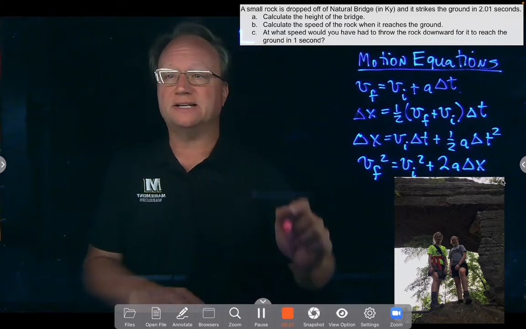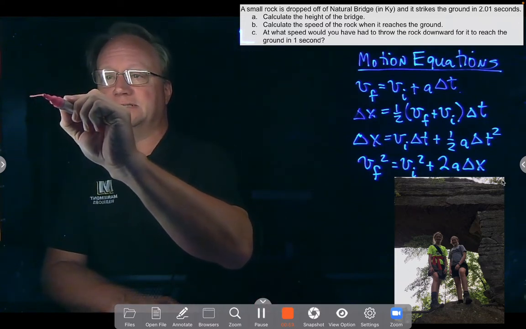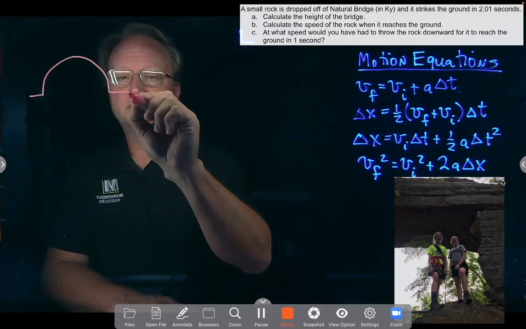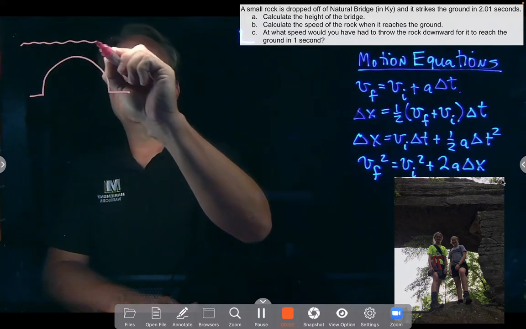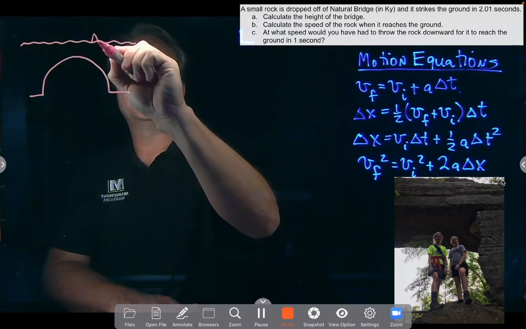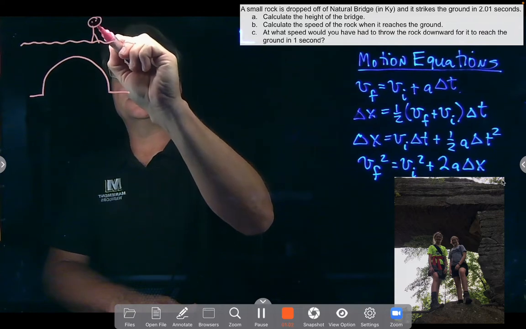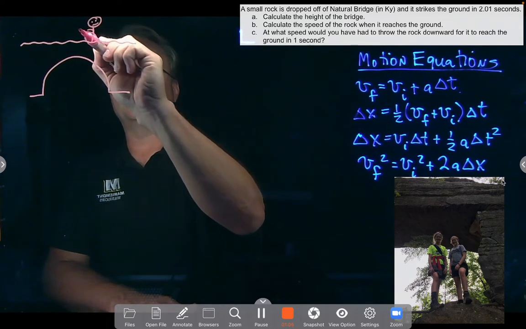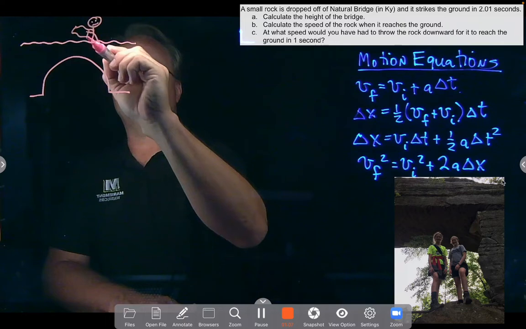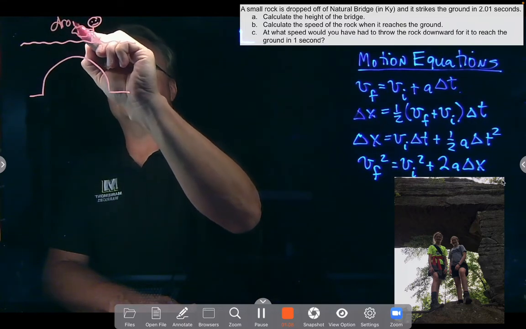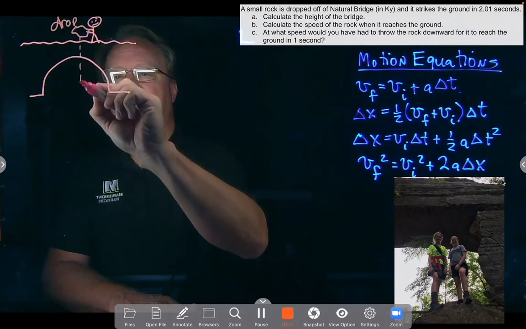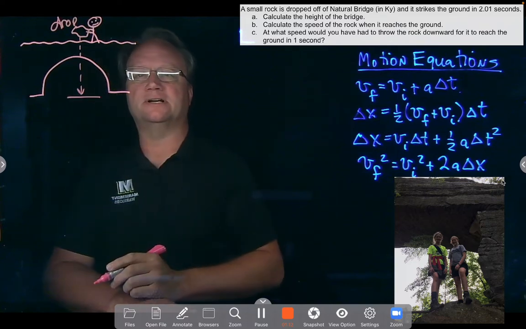So then, drawing out a diagram first of all. Use your imagination. There's Natural Bridge. There you are standing on top of Natural Bridge, small stone in your hand. You drop that stone and it falls down to the ground.